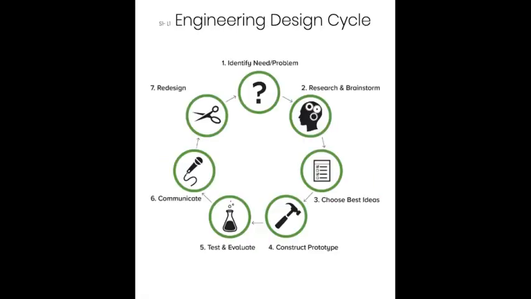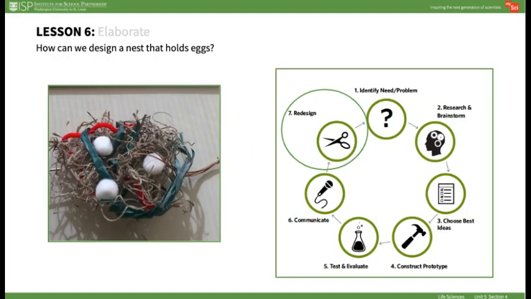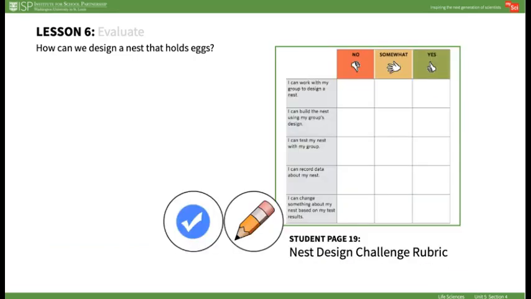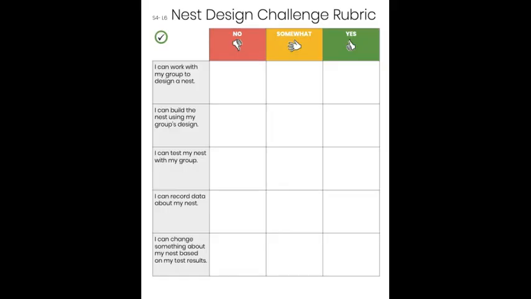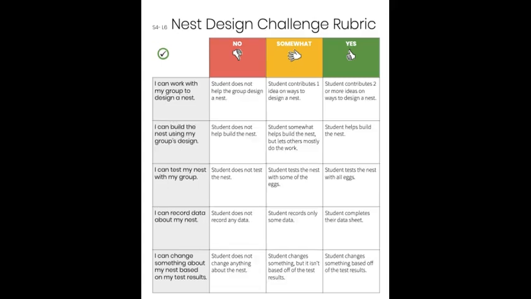In the Elaborate, give students time to view nests built by other groups, asking them, based on your test and what you've seen your classmates do, would you change anything about your nest? How would you know if one nest was able to hold eggs or birds better than another nest? Give them more time to work in their groups, handing out more materials if necessary, so that students can attempt to redesign their nests. Finally, evaluate students according to the Nest Design Challenge rubric, student page 19. A teacher version of the same rubric is found on teacher page 10.